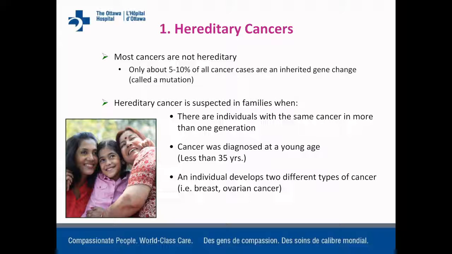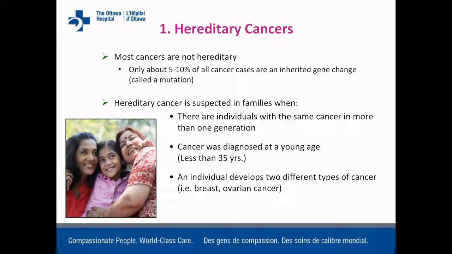I want to start by saying that only 5 to 10% of all cancers are due to an inherited gene. This is something passed on from parent to child, and it is not the cancer that's passed on, but a defective gene that increases the likelihood of developing a cancer related to that gene. We all share half our genes from our mother and our father.